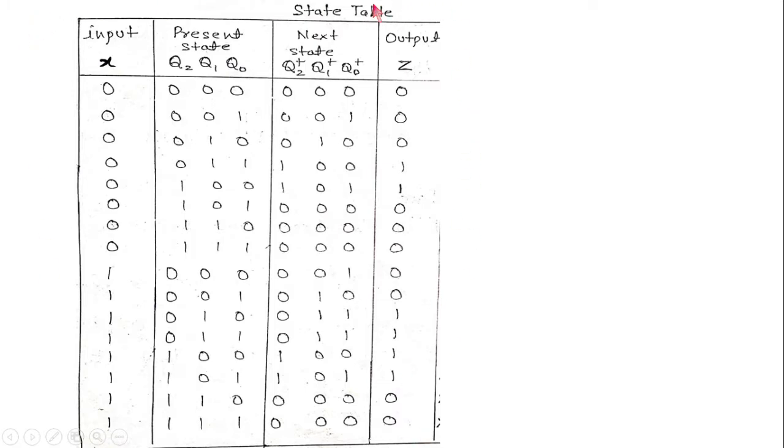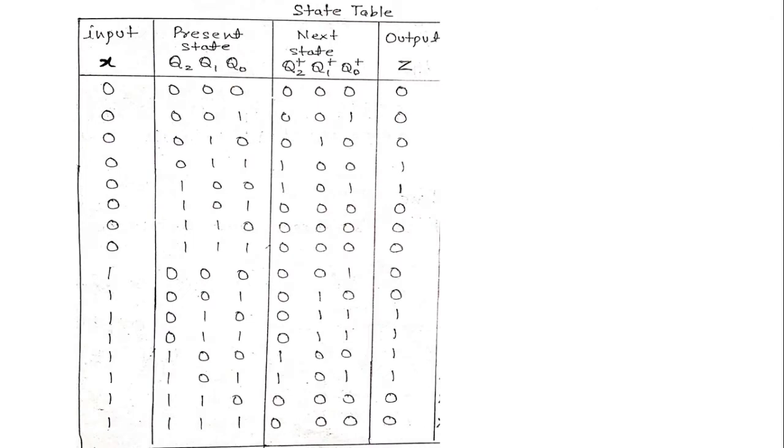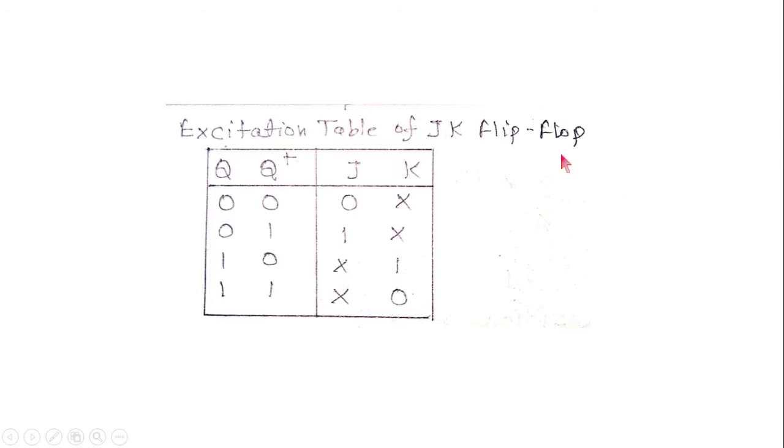Now for implementation using JK flip flop, we need the excitation table of the JK flip flop. According to the excitation table, using the present state and next state, we will determine what the input combination of J and K should be. So for Q2 we have J2 K2, for Q1 J1 K1, for Q0 J0 K0. So let's see, this is the excitation table.